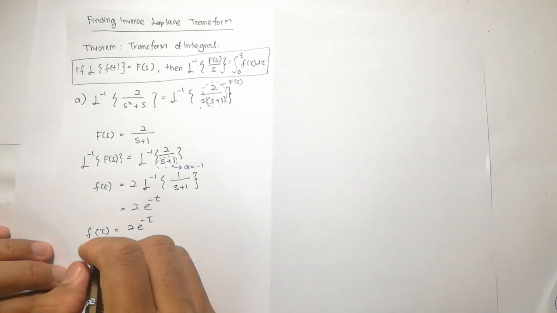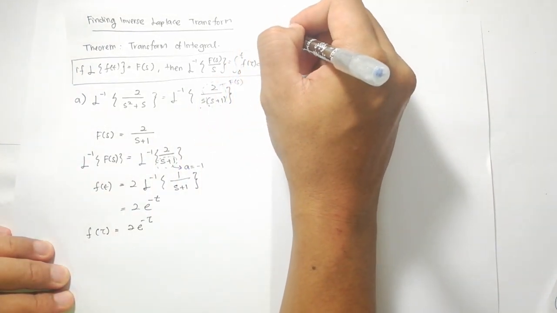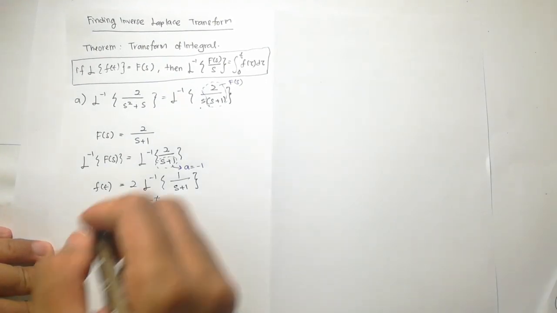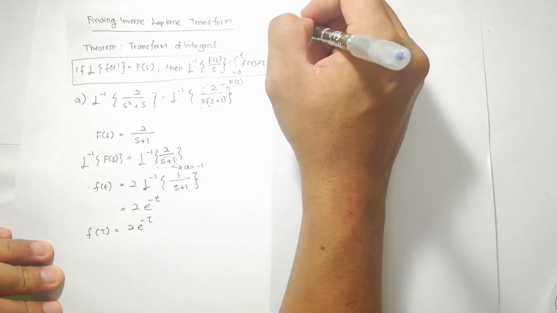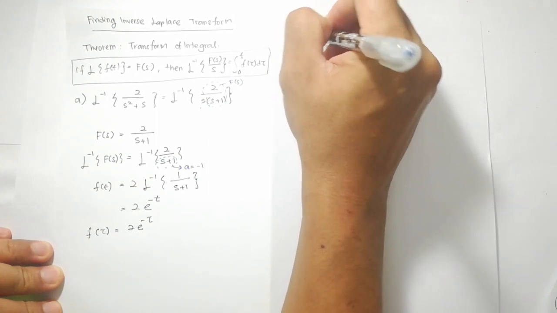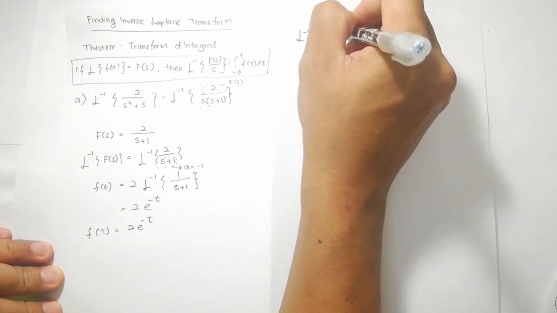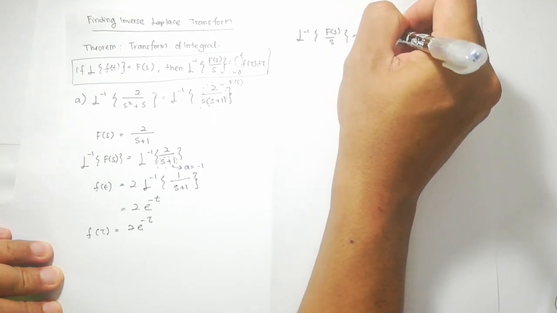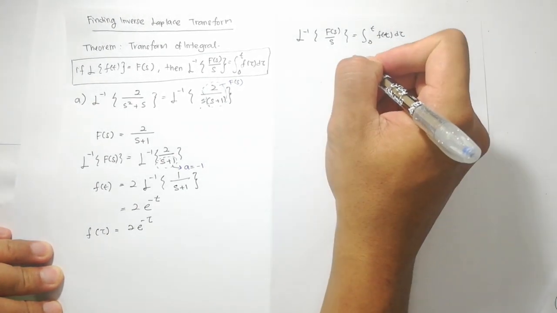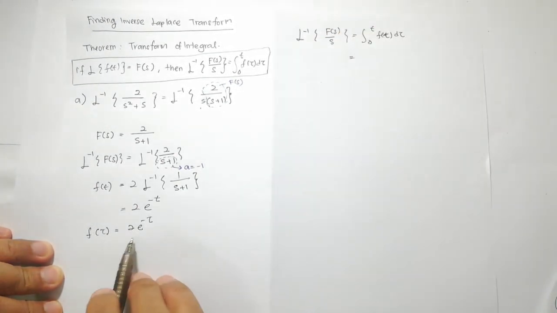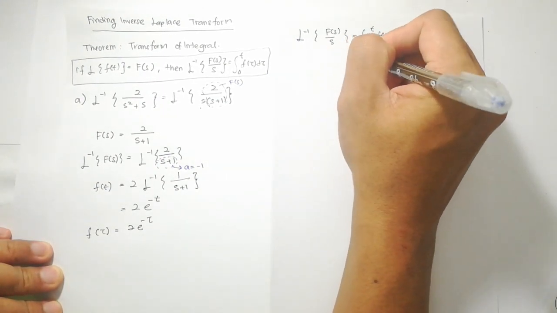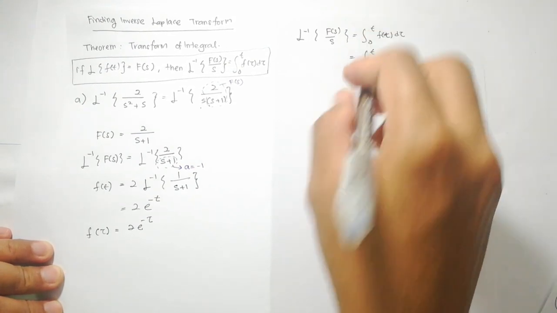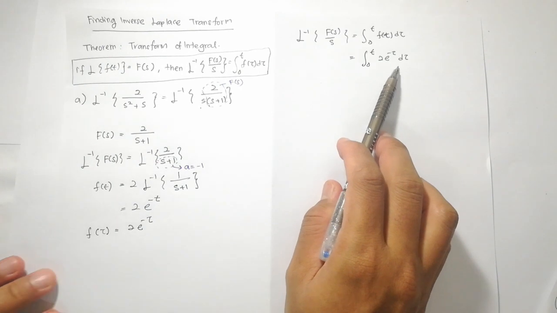So this one will be equal to the integration of f(τ) dτ. So we have the inverse Laplace transform for F(s) divided by s. This one will be equal to the integration from 0 to t of f(τ) dτ. As we know that our f(τ) value is 2e^(-τ), this one will be the integral from 0 to t of 2e^(-τ) dτ. So we will do the integration over dτ.